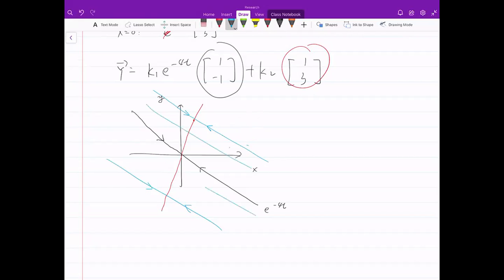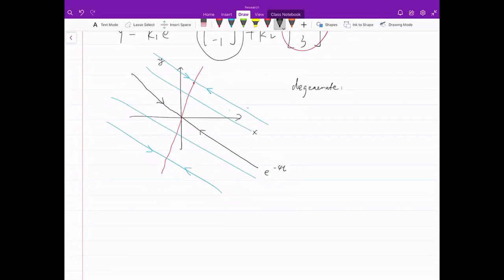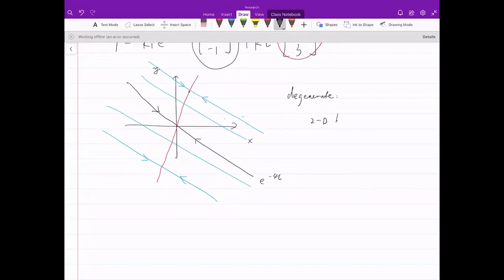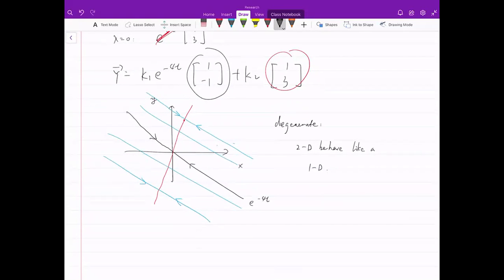Should I draw it? Yeah, let's just draw it. Sounds good. That's the reason why this is called degenerate. It looks like a 2D system, but your behavior is like one dimension. Because there is one dimension which you don't move at all. Two dimensions behave like a 1D. There is a direction which is wasted. Okay. Or you can say you don't deserve to be a two dimensional system.